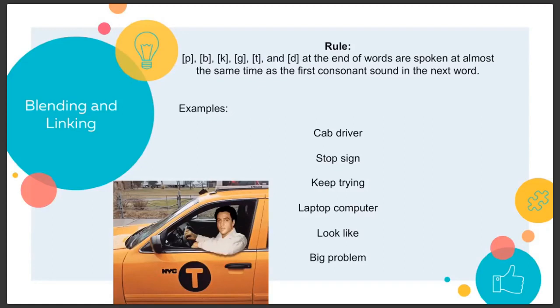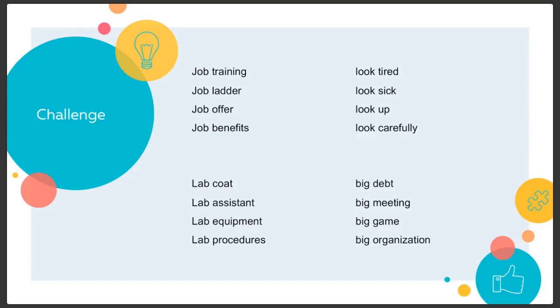So we say it with the next word. Next, laptop computer, or look like. Here it sounds like "look like," but we don't have a word "like," and we don't have a word "but." That's how it sounds when we say the two words look like together. And the last one, big problem. So this is something that you also need to get used to and need to practice.